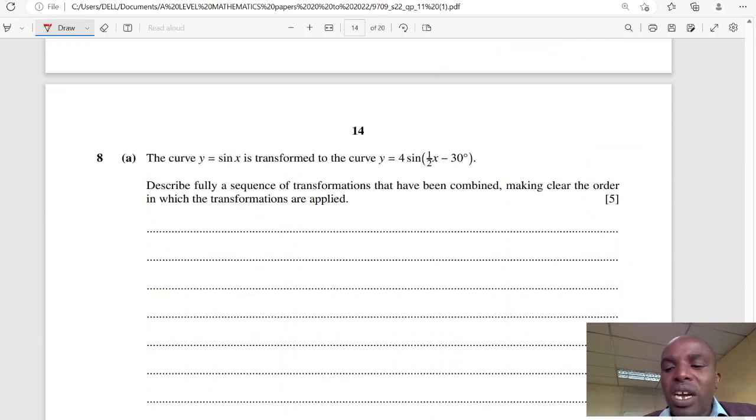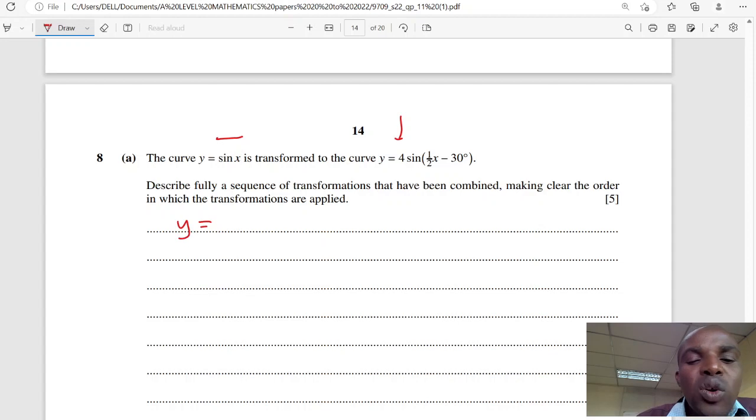Next, question number 8. The curve y equals sine x is transformed to the curve y equals 4 sine half x minus 30. Then they say describe fully a sequence of transformations that have been combined, making it clear the order in which the transformations are applied. Right. So what you do is the graph of y equals sine x that has been transformed. So we have this 4.